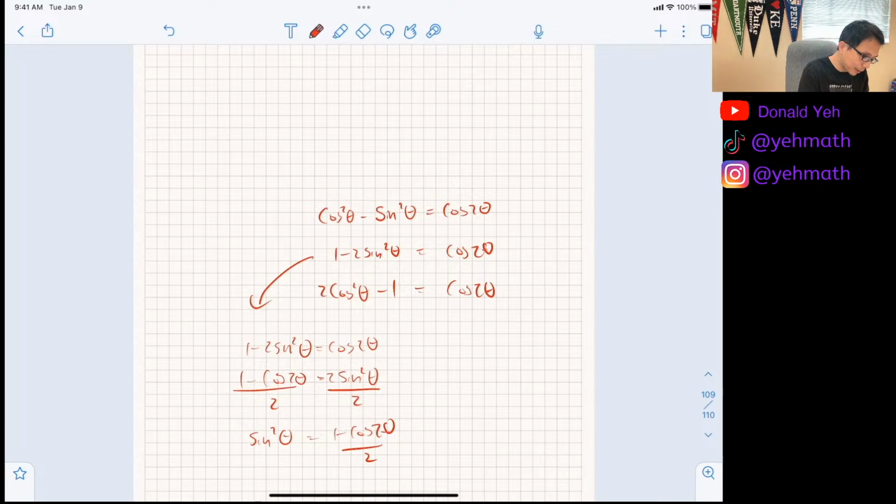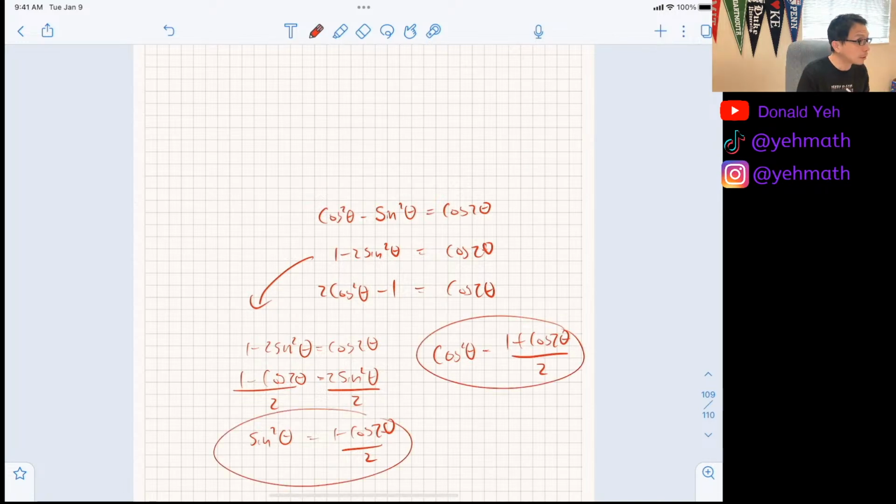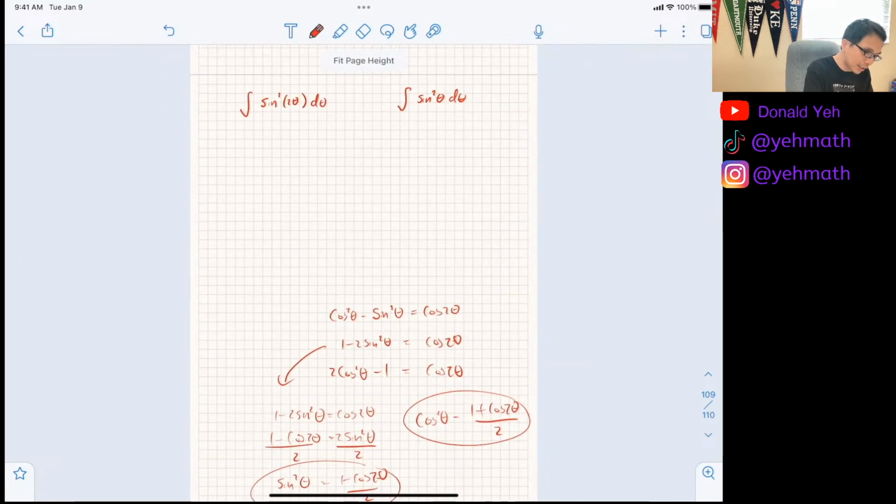The other one's easier because you just add to the other side, so cosine squared theta is equal to 1 plus cosine 2 theta over 2. So this is the power reducing formula. Only if you use the power reducing formula can you integrate this, because there's no other way. Not with the DI method, not with any other choices. So then let's start with this. Let's break this down. This one is going to be 1 minus cosine 2 theta over 2. Does that make sense?